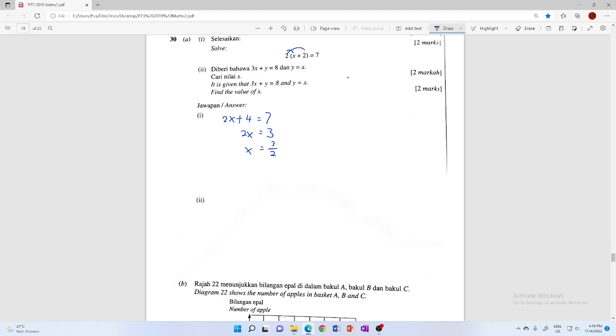Question 2. It is given that 3x plus y equals 8 and y equals x, and we need to find the value of x. To find the value of x, we want to remain with x. We don't want the y, so we substitute the y with x. y equals x, so 3x plus x equals 8. 4x equals 8, and x equals 8 divided by 4, so it's 2.